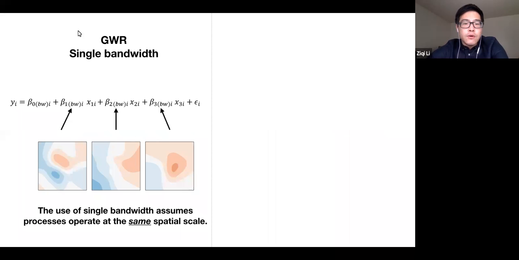So in GWR, there's just one single bandwidth used to control the spatial variation in the relationships. And there's a strong and strict assumption that such spatial relationships, or the spatial processes, operate at the same spatial scale. From the figure, you can see that they basically have very similar spatial variation. That's one assumption in GWR by using only one single bandwidth.